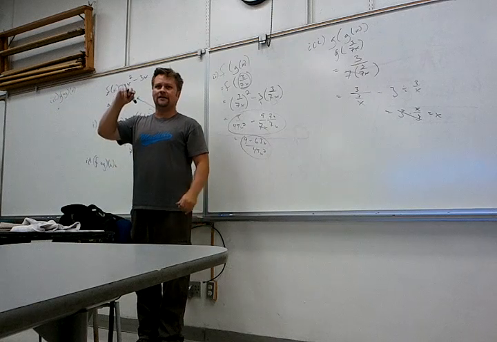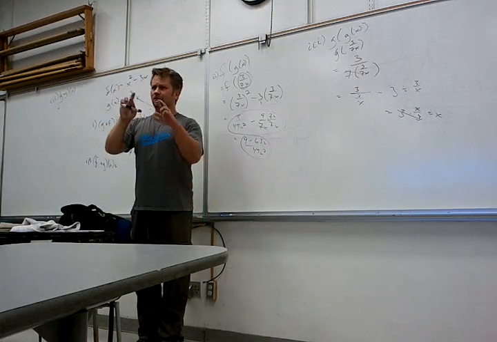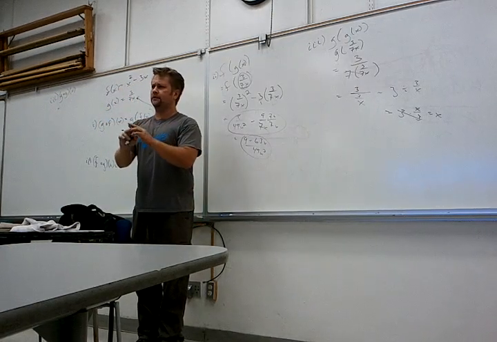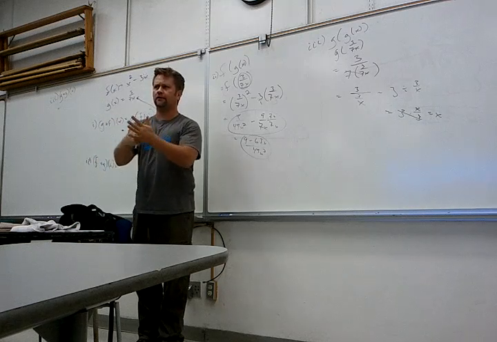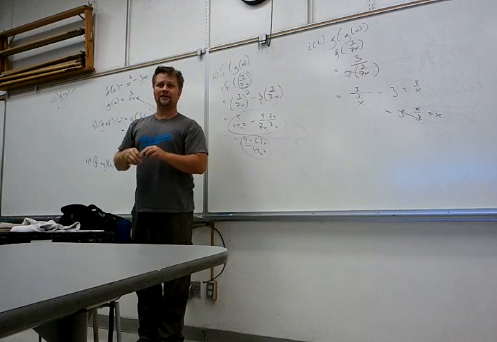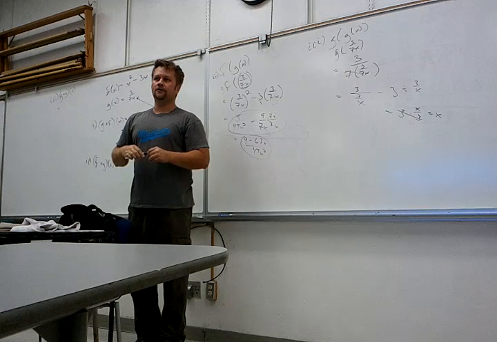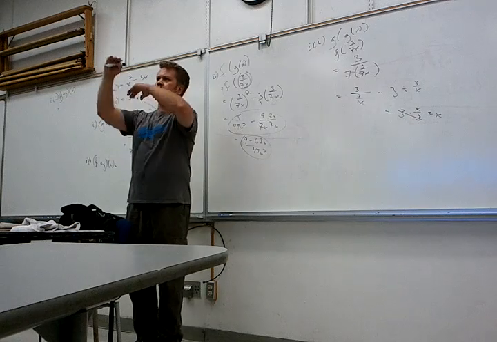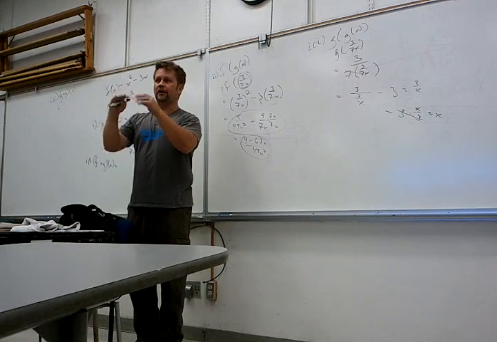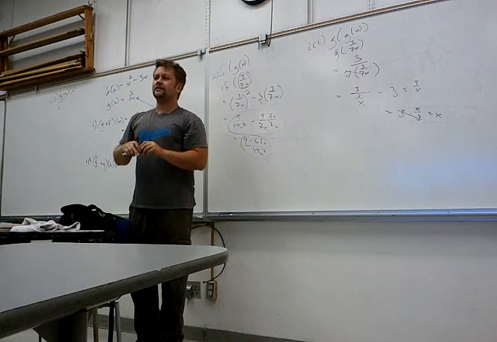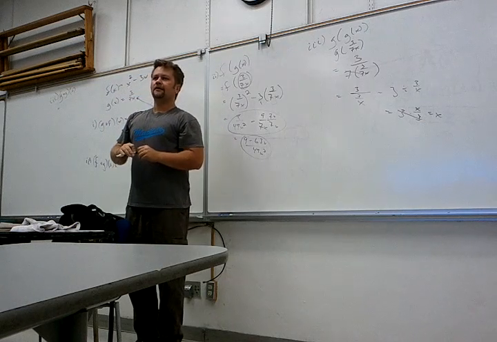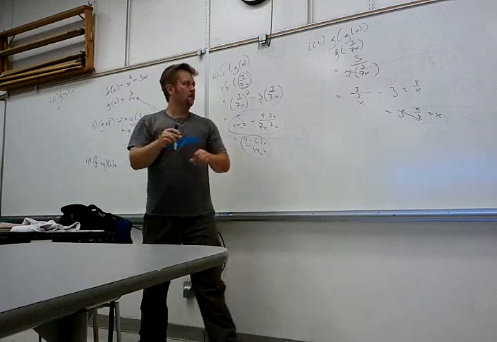What happens when I plug a function into itself and it comes out with x? That means they effectively killed each other, right? G is its own inverse. In fact, most functions that are their own inverses are going to be 1 over x type of deals. If you think about it for a second, that's a little bit funky.